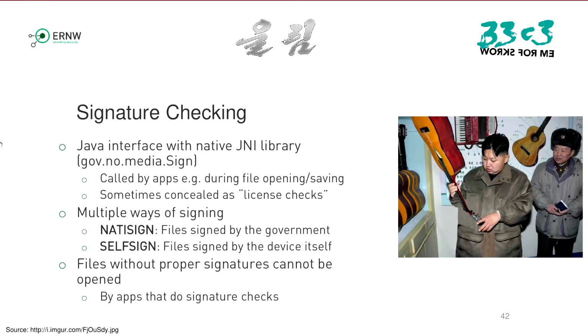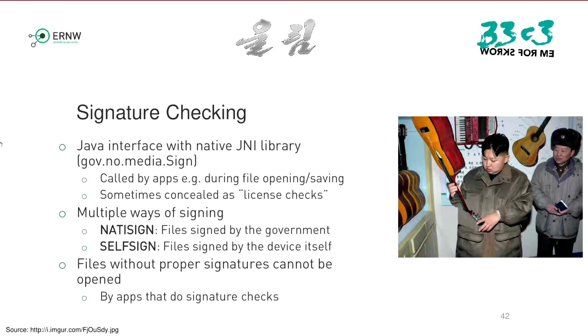It's actually called when you are, for example, opening a file in what we saw, the Office suite. When you're opening a file, then it's basically doing some license checks. So the functions are more or less concealed, like license checks when you're opening files or when you're saving files, then they are in the background calling these functions in those native libraries.